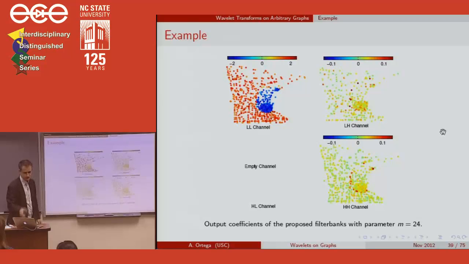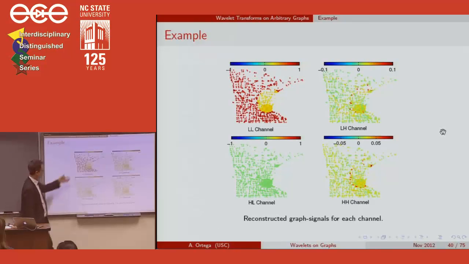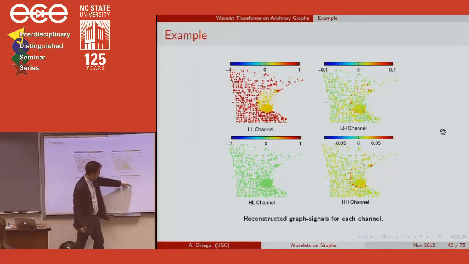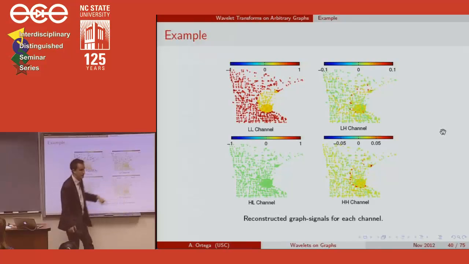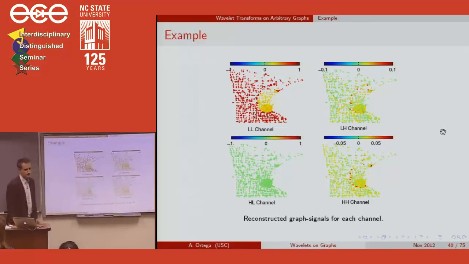And if you reconstruct from that information, the reconstruction from only the low frequency gives you a pretty good approximation to the original signal. And the reconstruction from only the high frequencies captures high energy only in the boundaries between the two regions. Okay, so it does something reasonable that we can interpret.